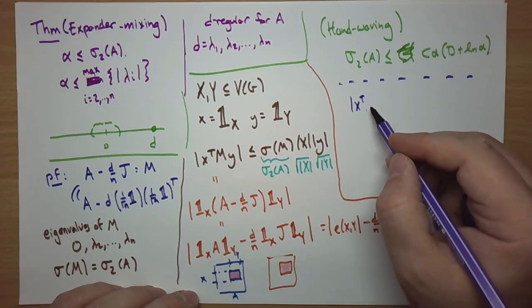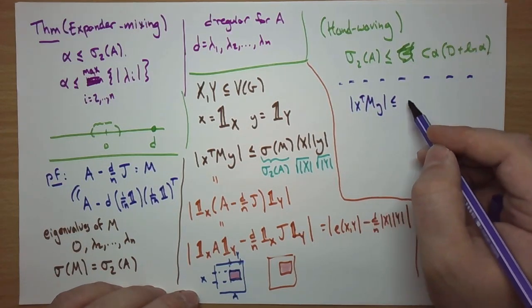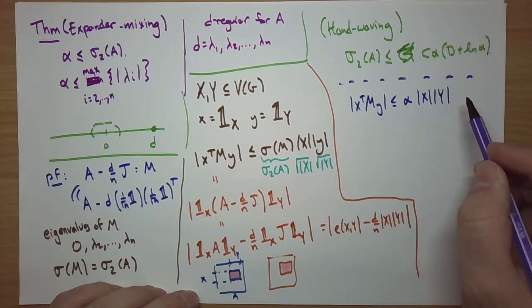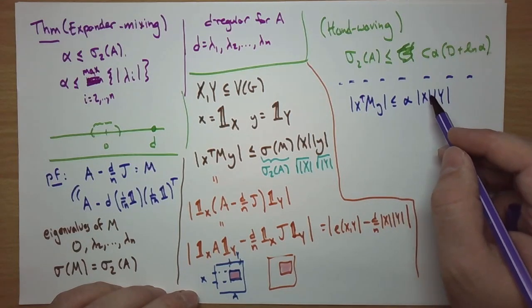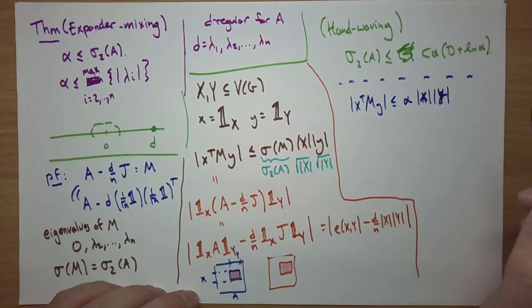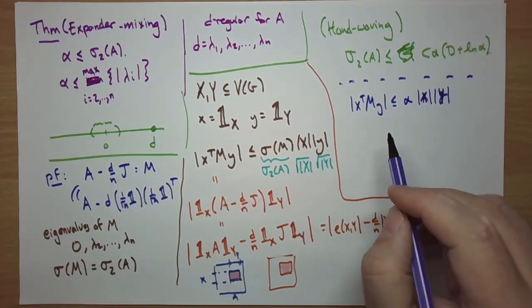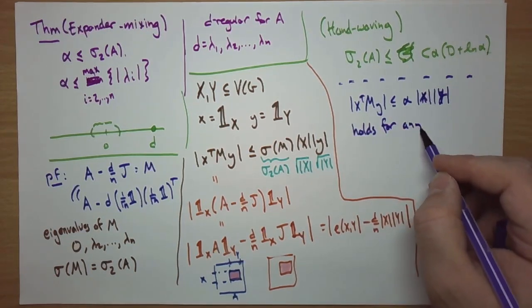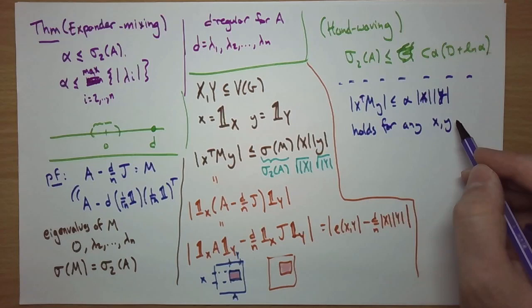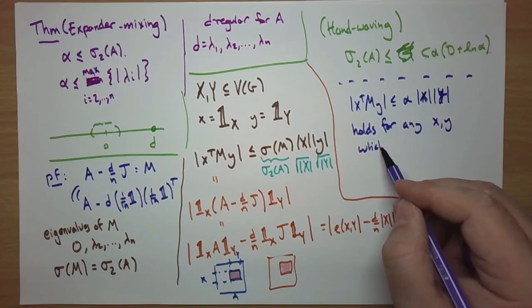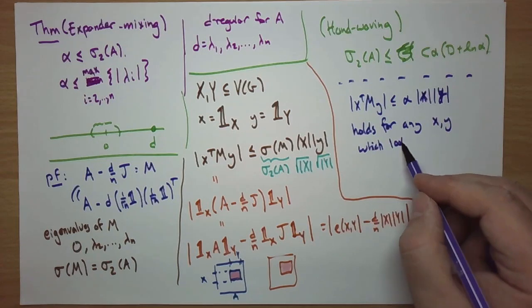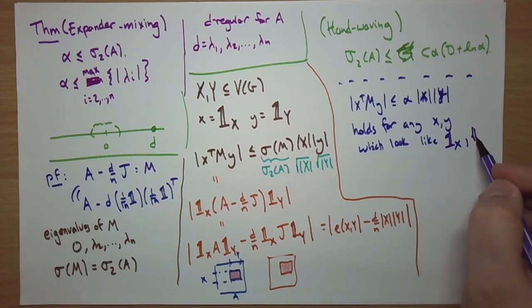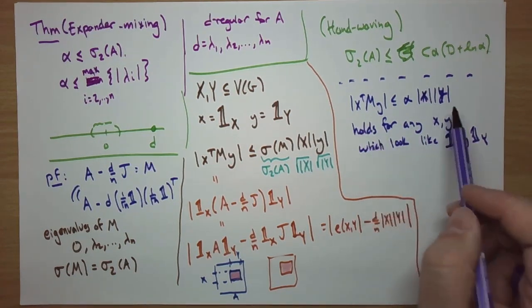So x transpose My is less than or equal to alpha size x size y. Well, sorry, I should do little x, little y. But this holds for any x and y which look very particular. In other words, they look like 1x and 1y. So we know automatically that this is true.